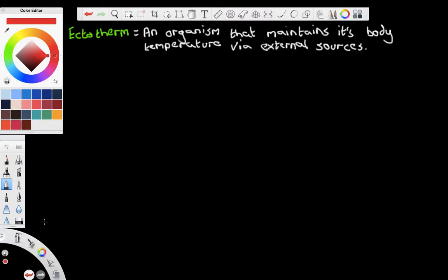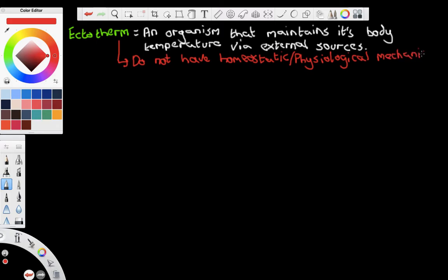So I'm going to put underneath here in red first that they do not have homeostatic/physiological mechanisms to regulate body temperature.